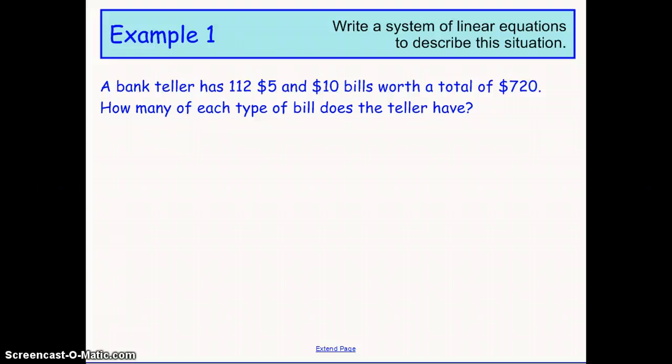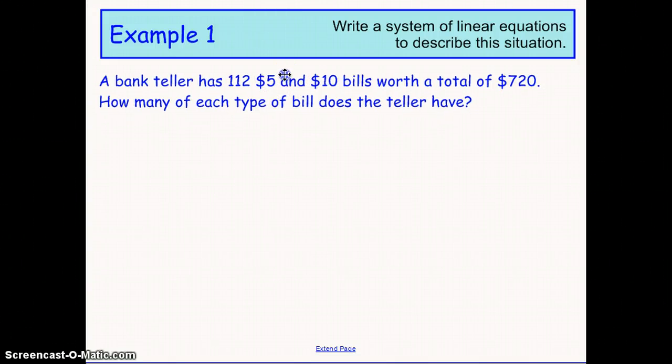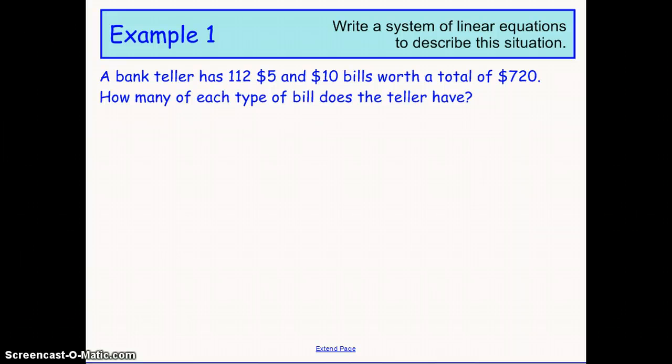So here's one. A bank teller has 112 $5 and $10 bills worth a total of $720. How many of each type of bill does the teller have is our question. And what we're going to do is write a system of linear equations to solve this situation. So remember, we're always looking for two variables and two ways to relate them. So our first step is going to be to look for the two things we don't know in this problem and come up with a variable to represent each one of them.